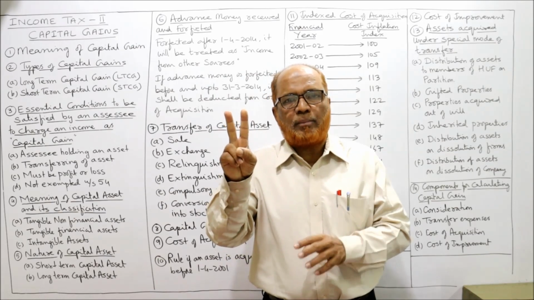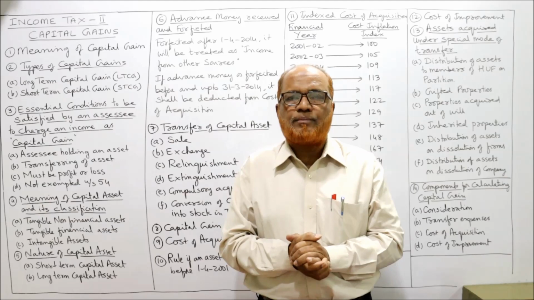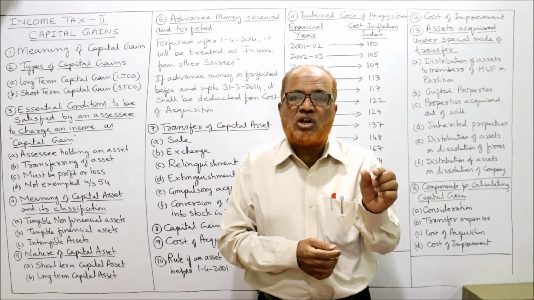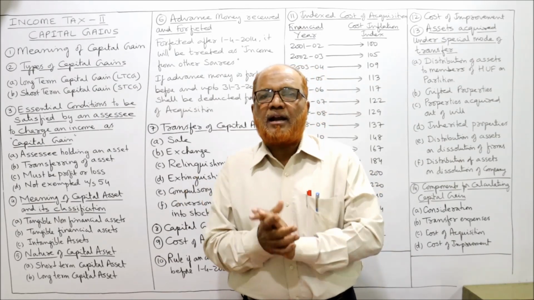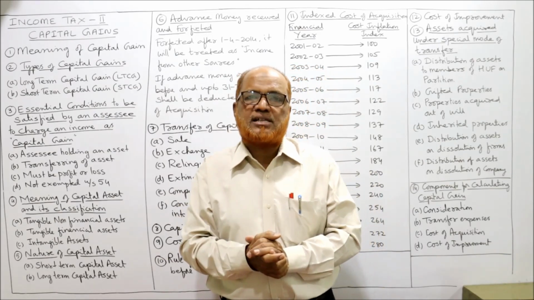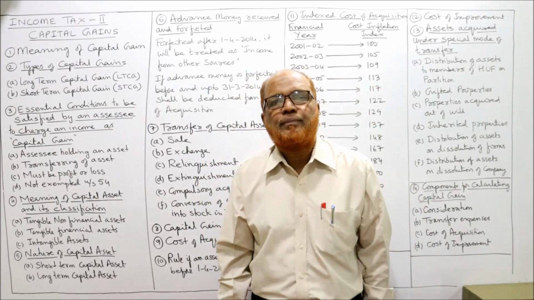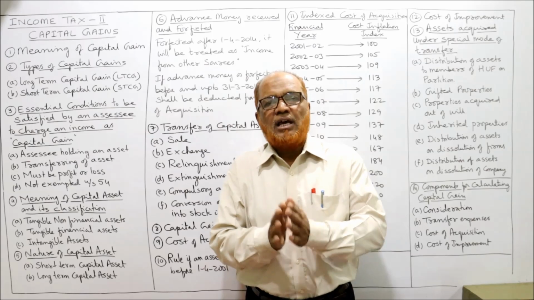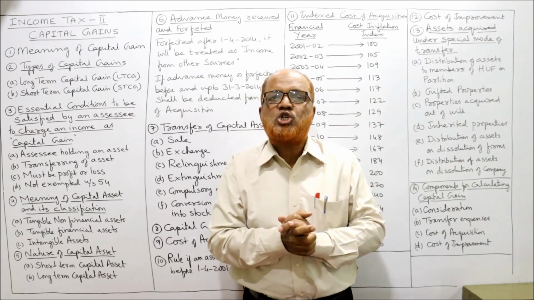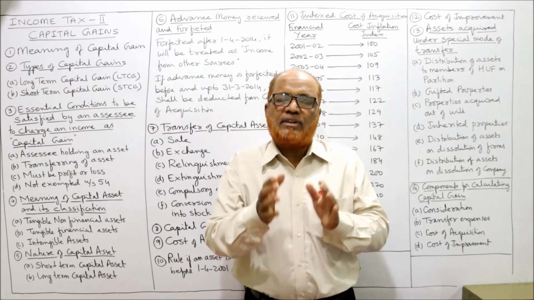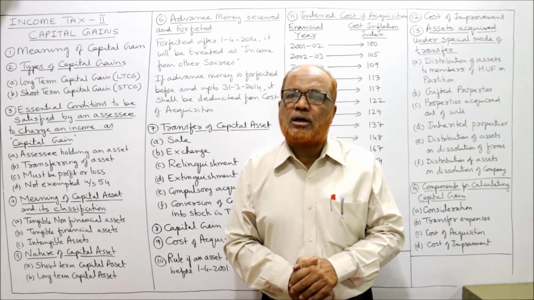So 2 years, you have to remember, 2 years or less is short-term, more than 2 years is long-term. For which type of asset? Tangible non-financial assets, land and building. Apart from land and building, for other non-financial tangible assets, the period of holding is 3 years. If an asset is held for 3 years or less, it will be called a short-term capital asset.